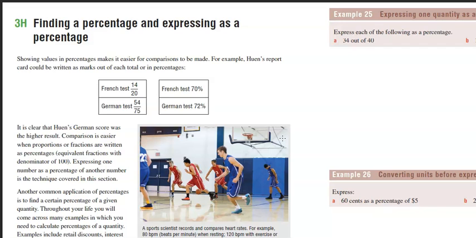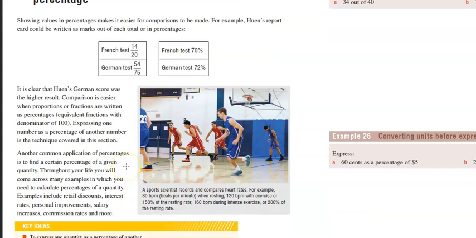Expressing one number as a percentage of another number is a technique covered within this section. This is what we're going to delve into. Another common application that we can do for percentages is to find a certain percentage of a given quantity. So throughout your life, and I know in my life as well, you will come across many examples in which you need to calculate percentages of a certain quantity. Examples include retail discounts, interest rates when it comes to banking, personal improvements to compare one to another. Maybe you're trying to beat a record of some sort and you want to know what the percentage of that record could be. Salary increases or decreases if you're unlucky, commission rates, the list goes on.